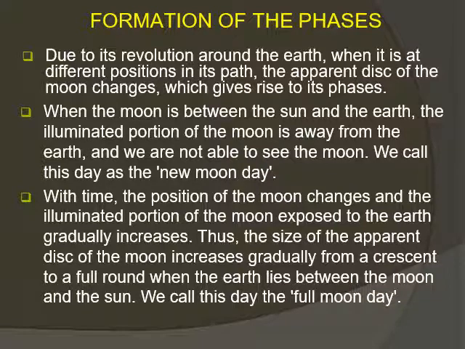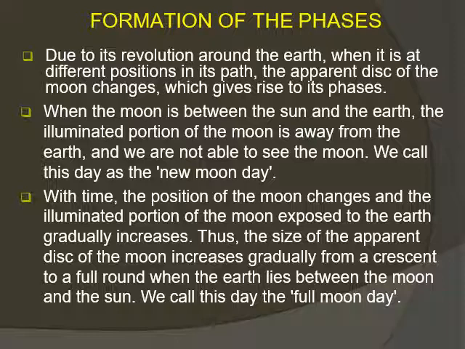Formation of the phases of moon. Due to its revolution around the Earth, when it is at different positions in its path, the apparent disk of the moon changes, which gives rise to its phases. When the moon is between the sun and the earth, the illuminated portion of the moon is away from the earth and we are not able to see the moon. We call this day as new moon day.